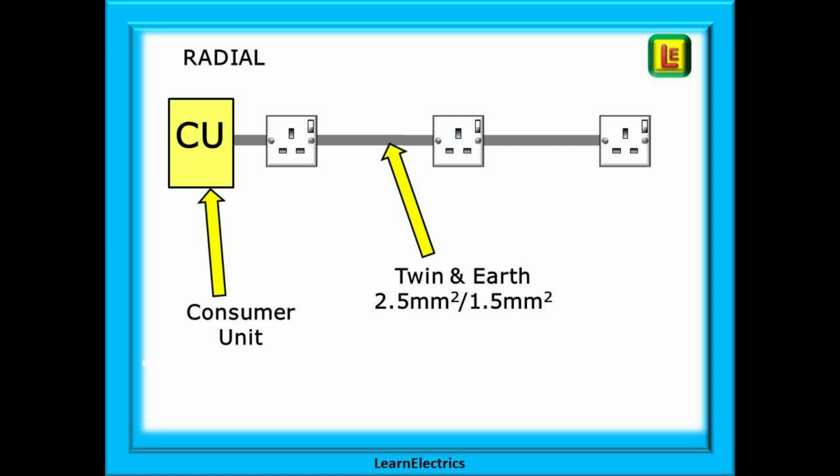A quick reminder of radial circuits. In this example that we will use here, the twin and earth cable leaves the consumer unit and goes to each socket. When it gets to the last socket, it stops. This could just as easily be a shower circuit from the consumer unit to the shower and then stopping. Other examples are lighting, cookers, and so on. They all go out to the last point and stop.